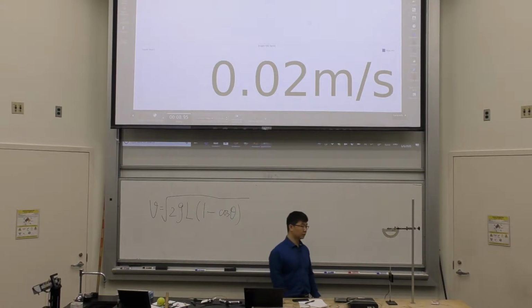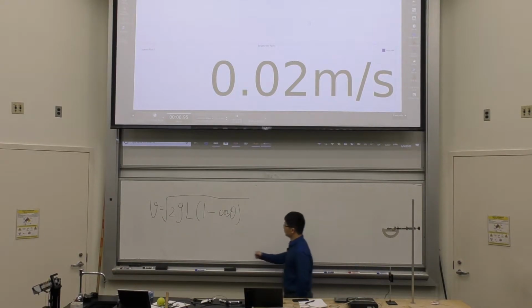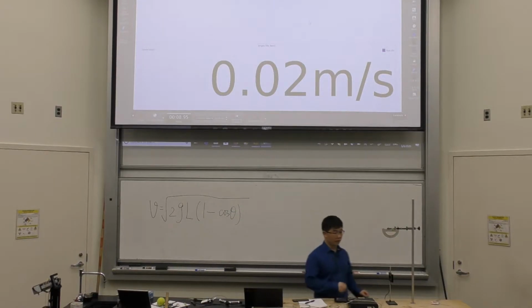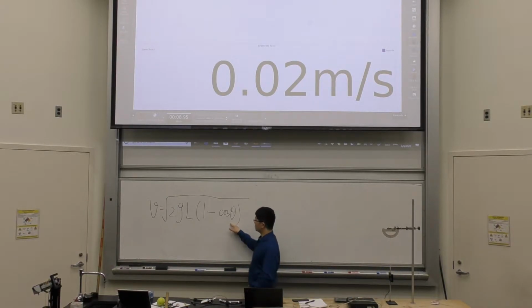Okay, here is the pendulum experiment we discussed the last time. We derived this expression for the speed of a pendulum at the lowest point, if I know the length of the string and the release angle. So as I said, we can do this experiment.